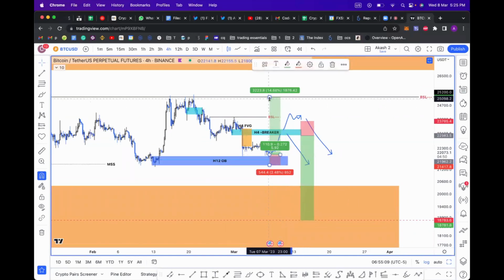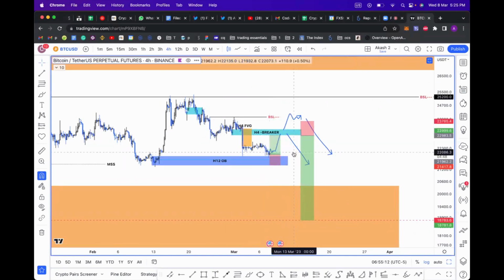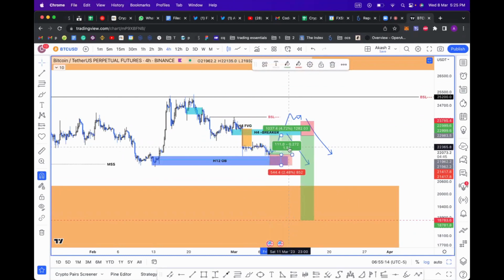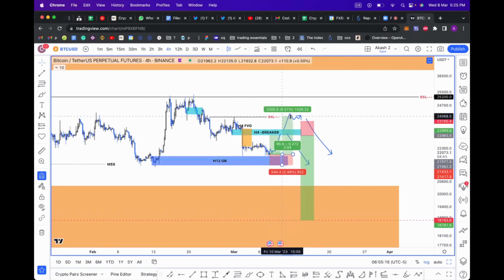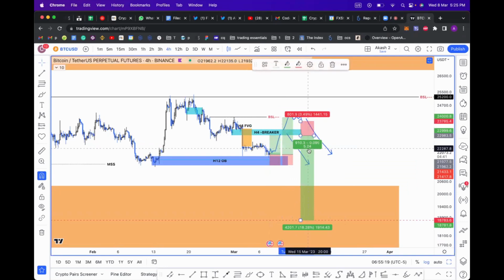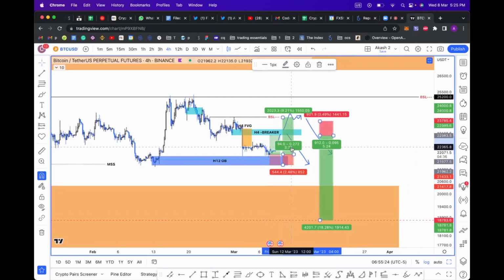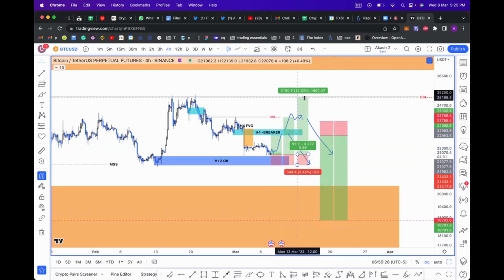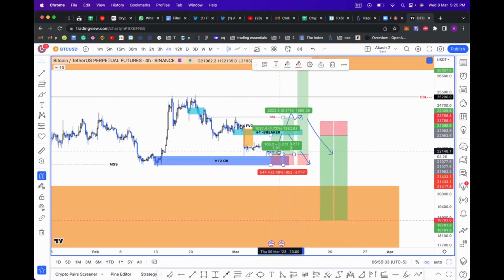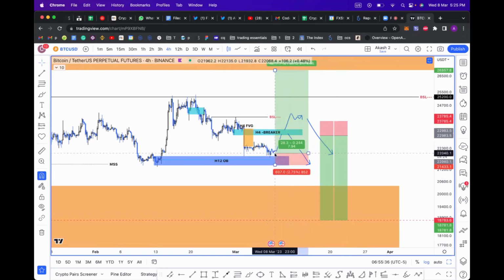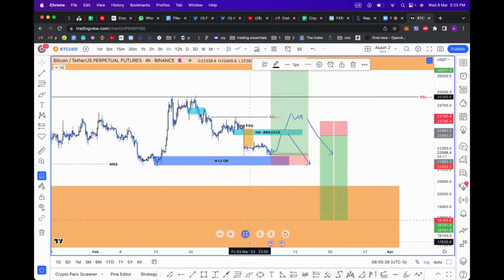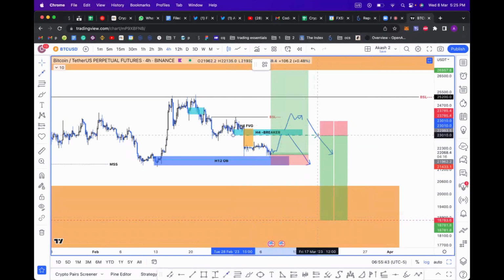Actually, let me change this. This would be your first setup. Your second setup would look probably something like this. And your third setup would basically try and attempt this level here. Okay, you know what? Let's just remove all of this to avoid confusion. And basically what I'm saying is this would be your take profit level 1.